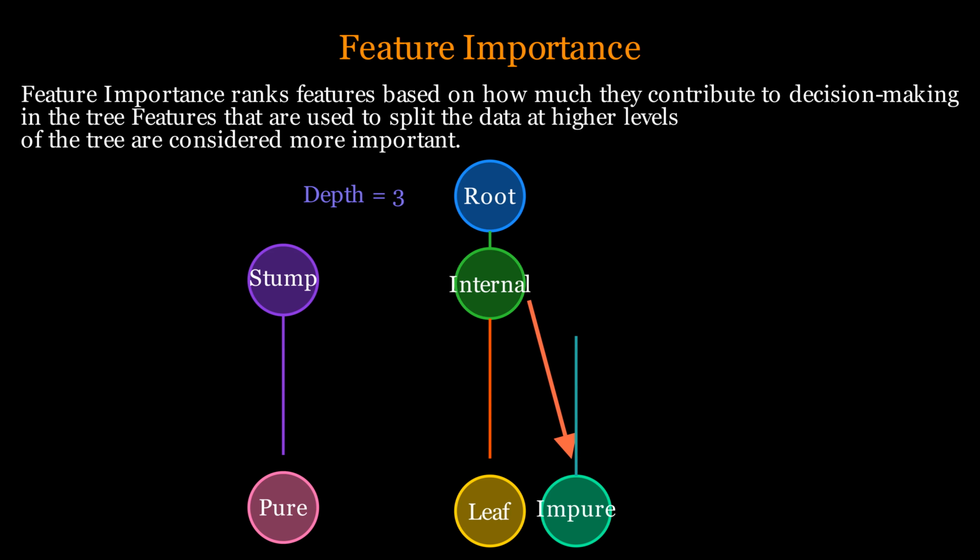Feature importance. Feature importance ranks features based on how much they contribute to decision making in the tree. Features that are used to split the data at higher levels of the tree are considered more important.